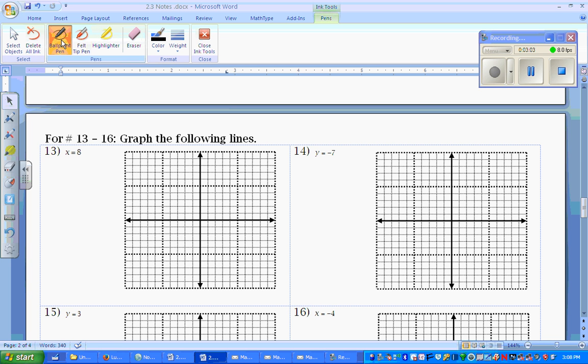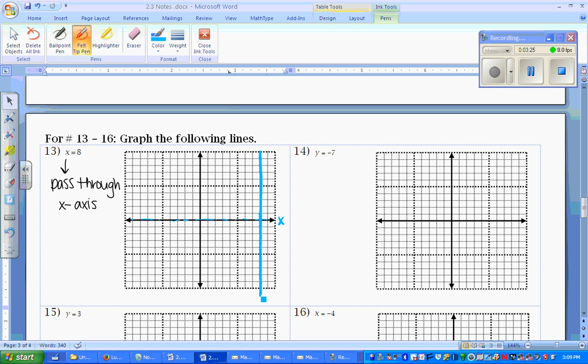On the following side, I want you to start graphing the lines. Keep in mind, x tells me it should pass through the x-axis. My x-axis is always left to right. At +8 on the x-axis, I should pass directly through it. Vertical line.